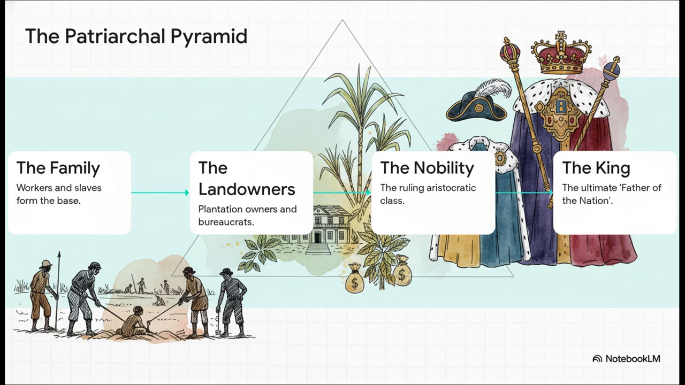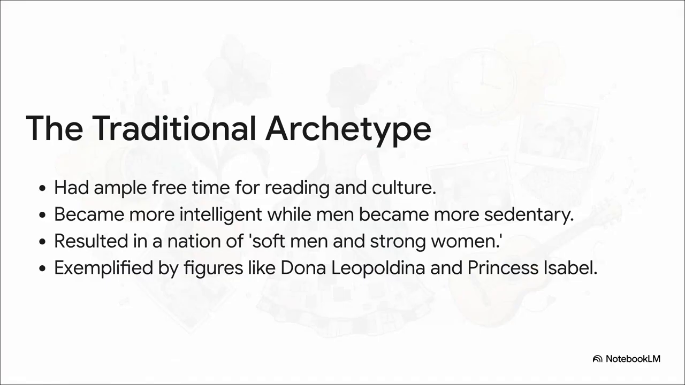The idea is that the same model, a father figure at the top, repeats at every level of society, from the family to the plantation owners up to the nobility, and right to the top with the king, who's seen as the ultimate father of the nation. So, what was the actual result of this system according to the video?